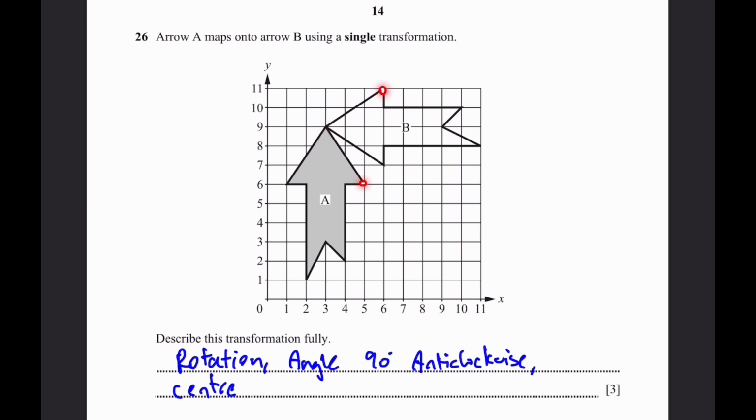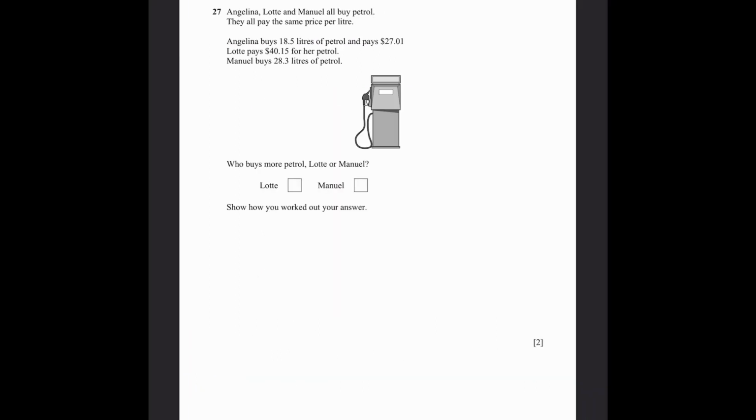Now let's take two more corresponding points. So we have 3 right and 2 up, 3 down, 2 right. So that's all right. And that means the center is 3, 9. That's the answer. Question 27.